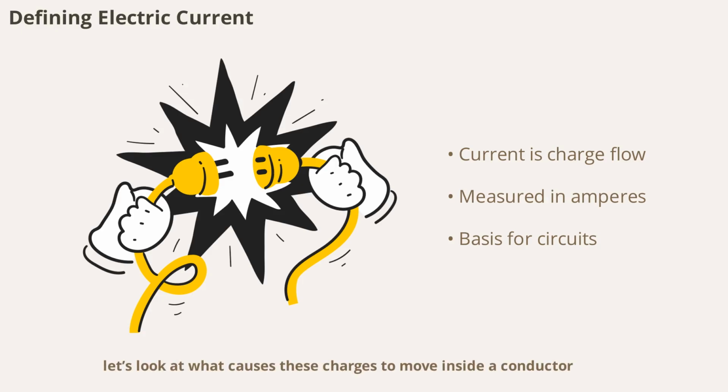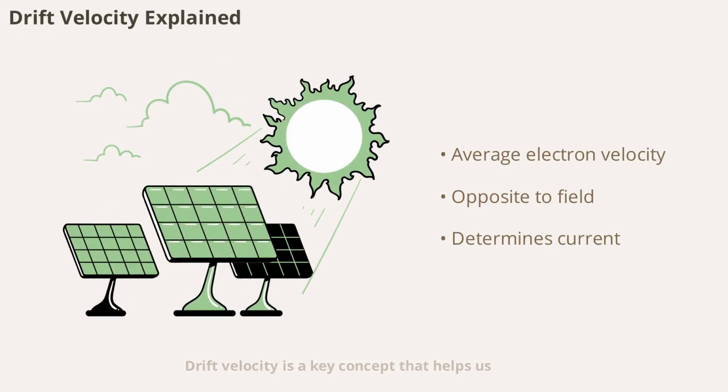Next, let's look at what causes these charges to move inside a conductor. Drift velocity is a key concept that helps us understand how electric current actually flows in a conductor. When an electric field is applied, free electrons in the conductor start moving with a small average velocity opposite to the field direction. This average velocity is called drift velocity. Although electrons move randomly due to thermal energy, the electric field gives them a net direction. Drift velocity is usually very small, but it's crucial in determining the current in a wire.